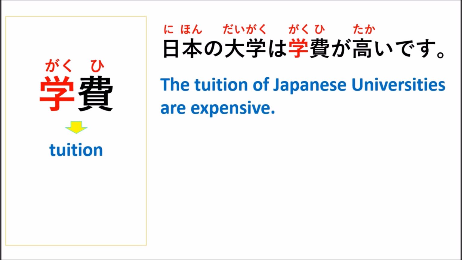So when you compare with your country, maybe in Japan the tuition is expensive for you. But if you live in America or Europe, maybe the tuition is cheap for you. So it just depends on where you are living. So this compound word means the tuition. You have to remember.